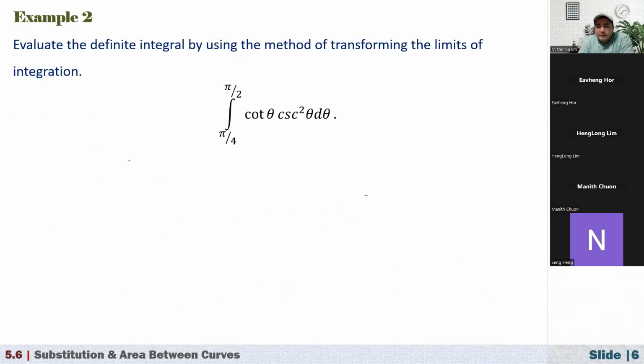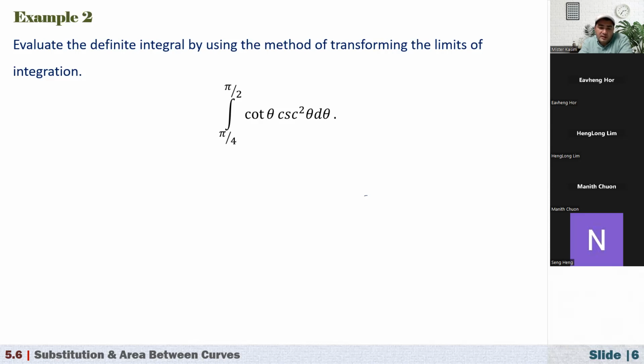Another example. Evaluate the definite integral by using the method of transforming the limits of integration, from pi over 4 to pi over 2.